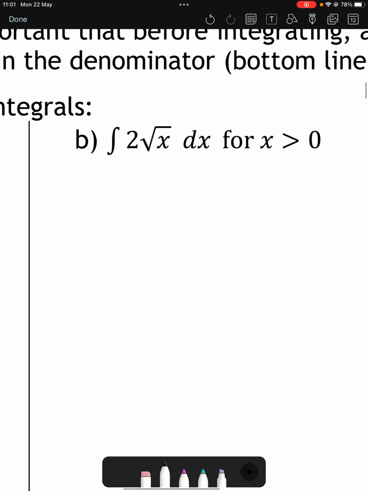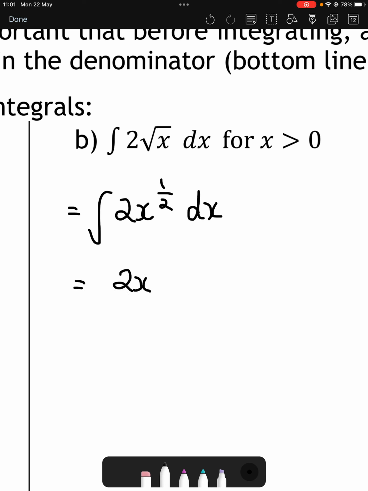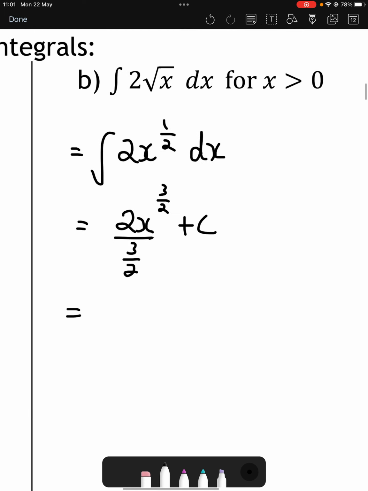Right, we have a root this time, we can't integrate a root, so we're still going to have that. We know that a root is a power of a half. Your dx is still there. Increase your power. Half plus 1 is 3 over 2. Divide by 3 over 2. Remember your plus c. Bring that 2 up.